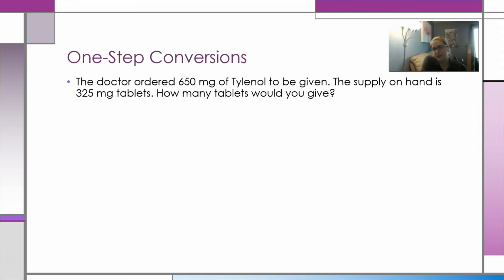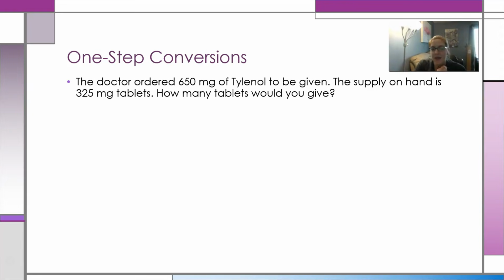The first practice problem is really just a one-step conversion. This problem says that the doctor ordered 650 milligrams of Tylenol to be given. The supply on hand is 325 milligram tablets. How many tablets would you give?